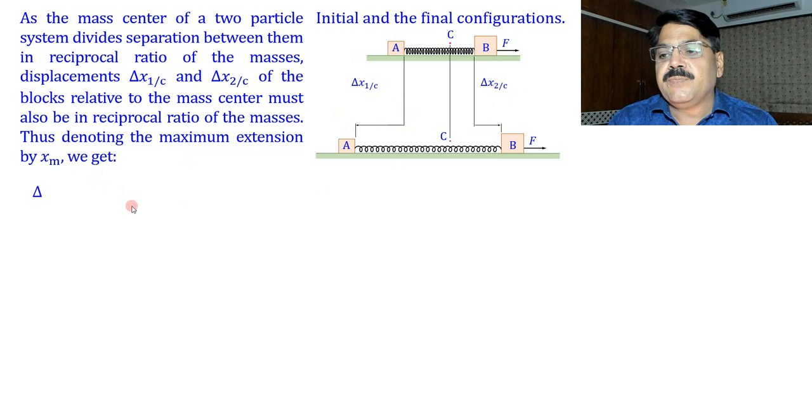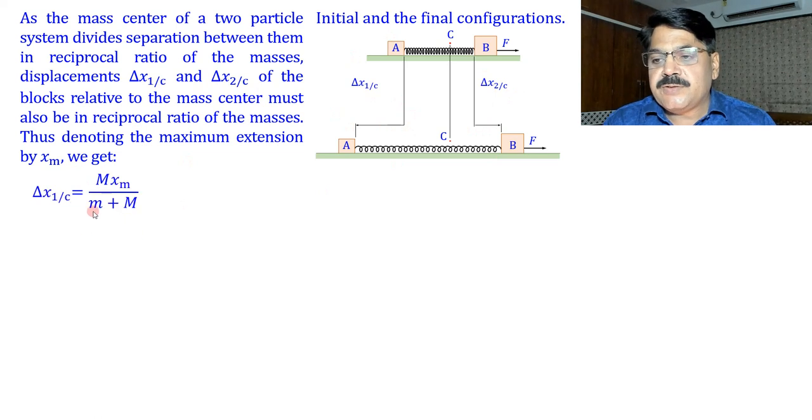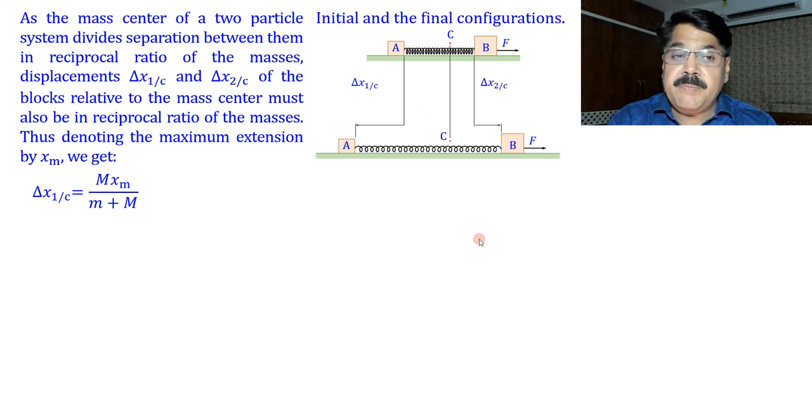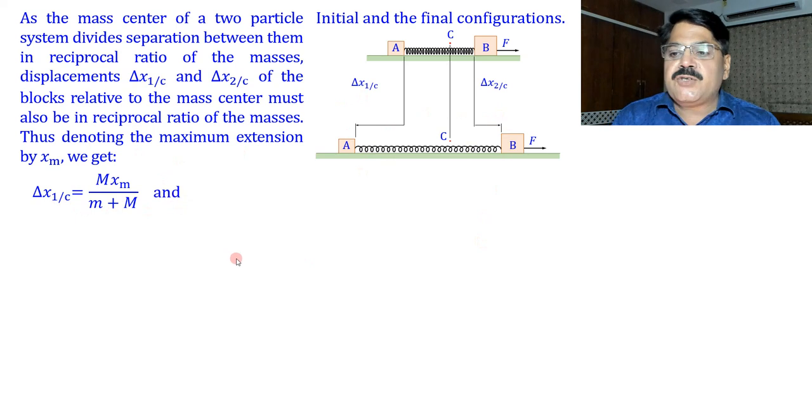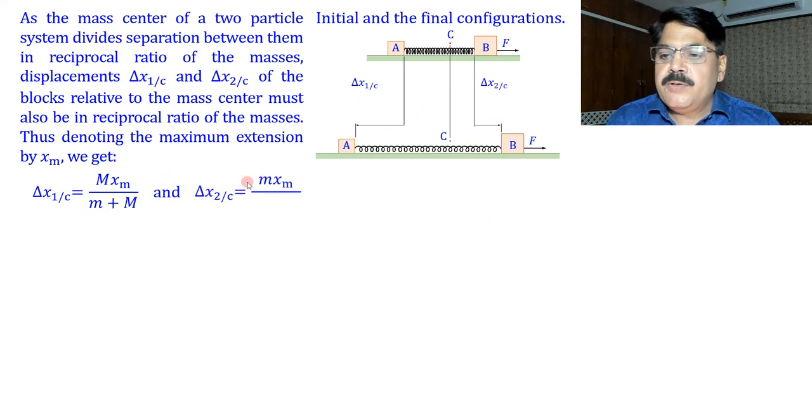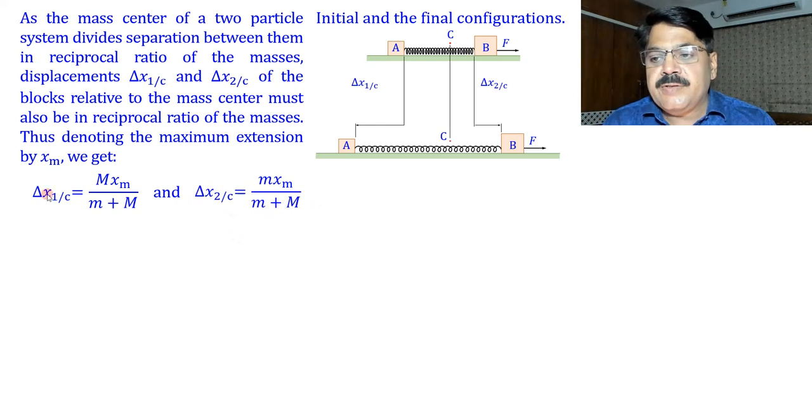It is xm. Delta x1 with respect to C is what? m xm upon m plus m. Why can we write it? Because we know their sum is xm, and again the ratio is the reciprocal ratio of masses. So simply by ratio and proportion we can write delta x1 with respect to C as this mass into the sum of masses upon the total xm. Similarly, delta x2 with respect to C will be small m xm upon m plus m. So writing these results is not difficult.